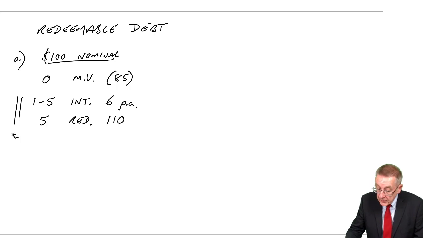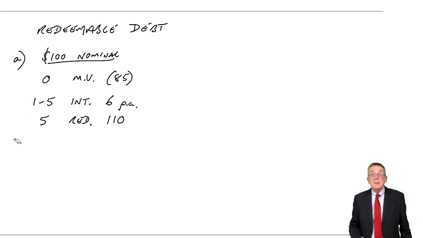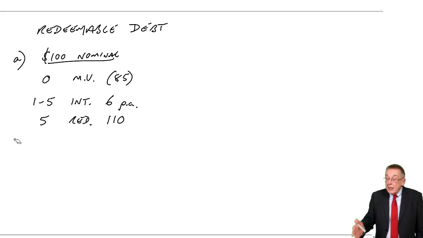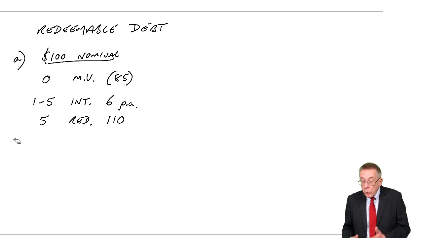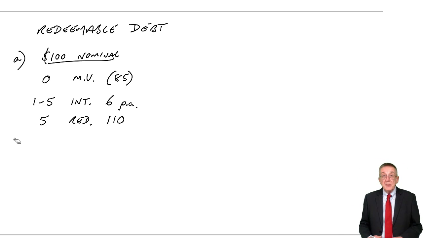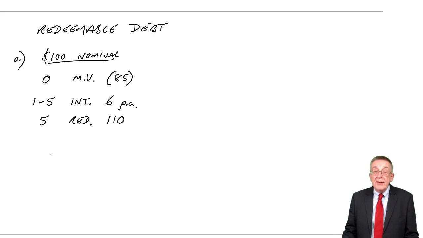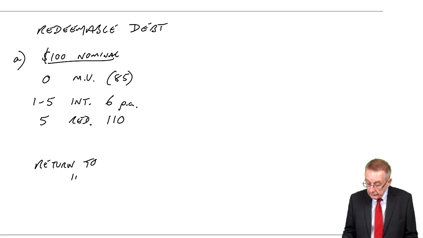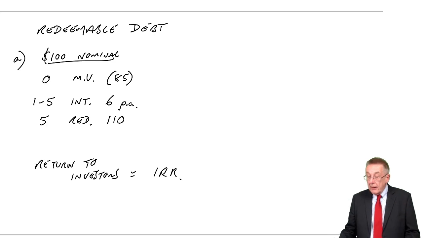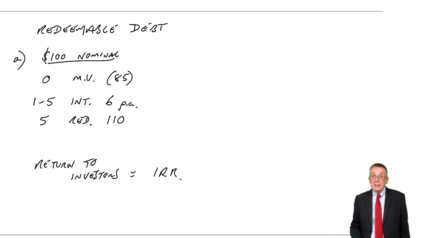surely I want the present value of the receipts to be 85. The net present value of all those flows needs to be 0. And how can I work out what rate of interest gives the net present value of 0? Well, by definition, it's the internal rate of return. If it's redeemable, the return to investors, KD, is the IRR of the flows, the internal rate of return.